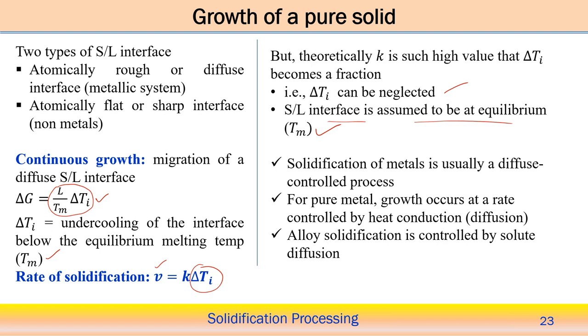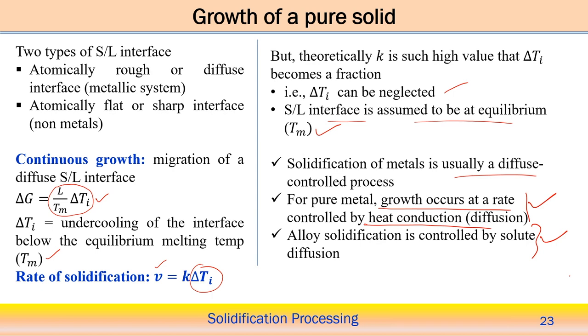It is understood that solidification of metals is usually a diffusion-controlled process, so we assume the surface is atomically rough, and diffusion occurs. In the case of a pure metal, growth occurs at a rate controlled by heat conduction, or pure thermal diffusion. But in alloy solidification, it depends on the solute concentration, so diffusion is linked with the solute concentration. This is for the pure metal, and this is for the alloy system.